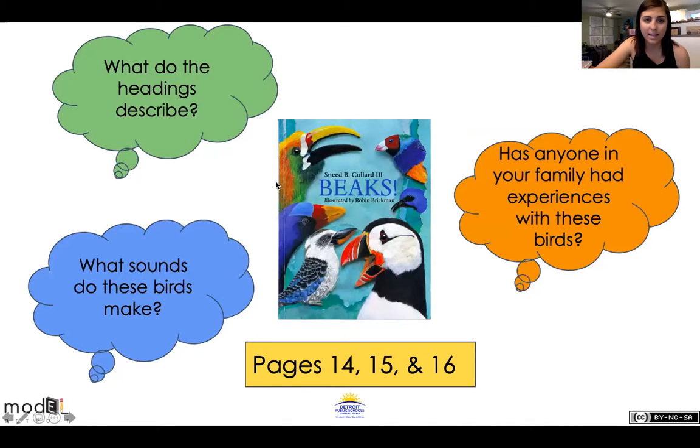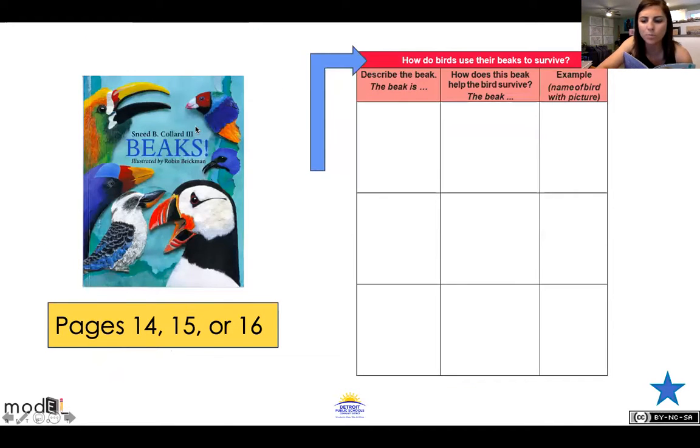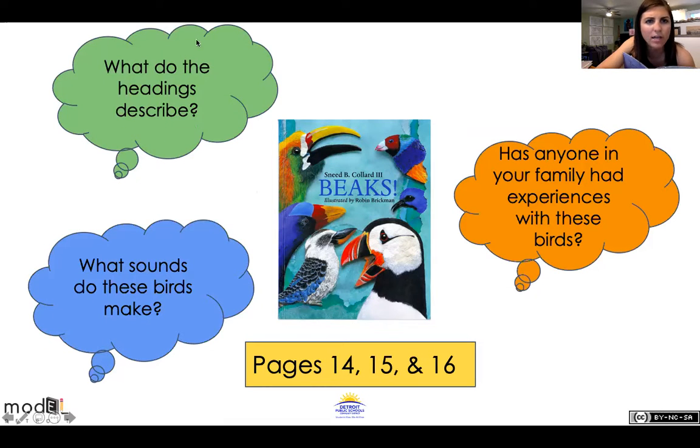All right, let's take a look at this whole page. It looks like we're going to be dealing with pages 14, 15, and 16. On 14, we have the heron. On 15, we have the pelican. And on 16, we have the crossbill. So let's take a look at the green bubble. It says, what do the headings describe?